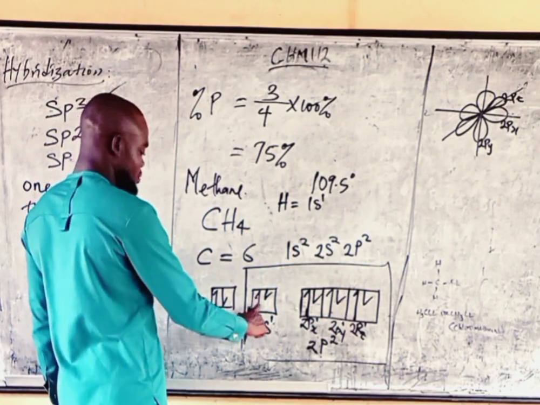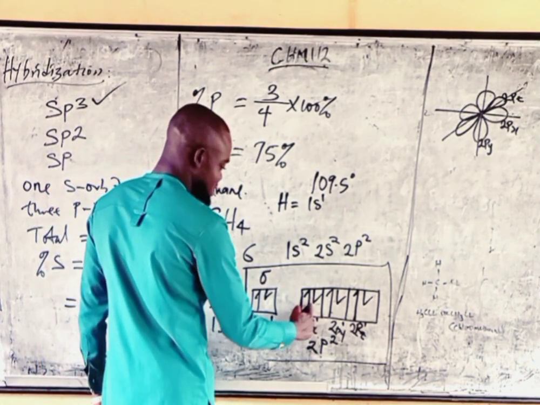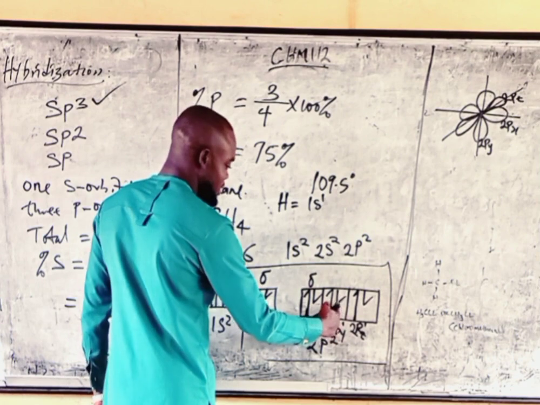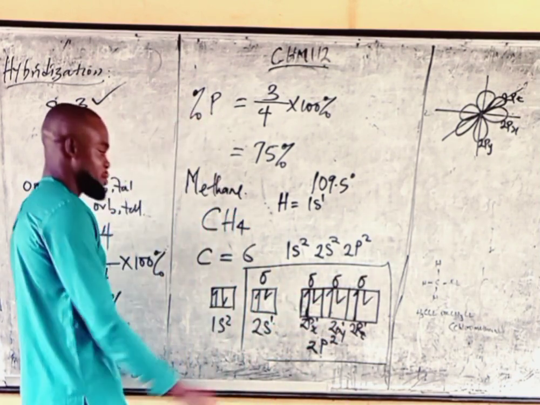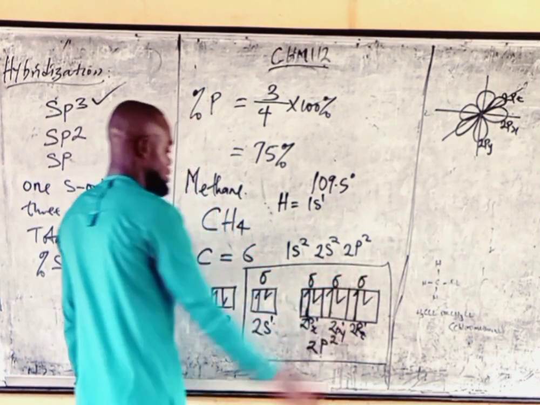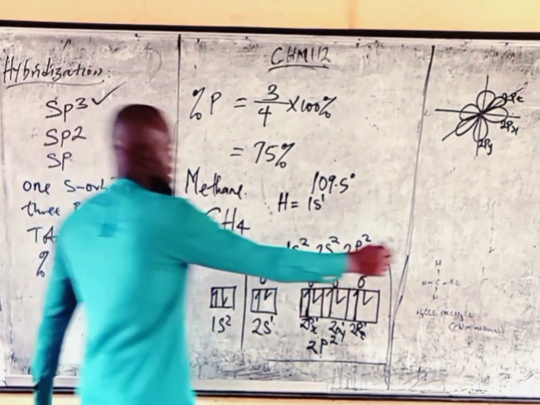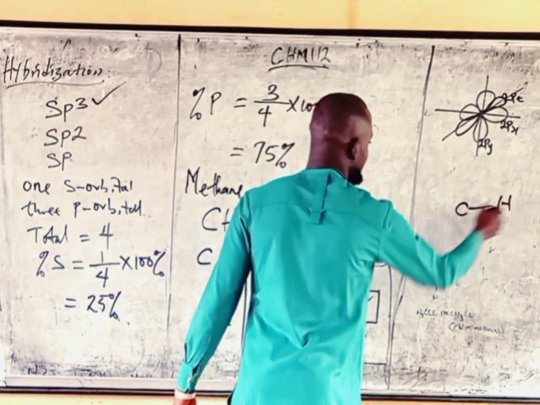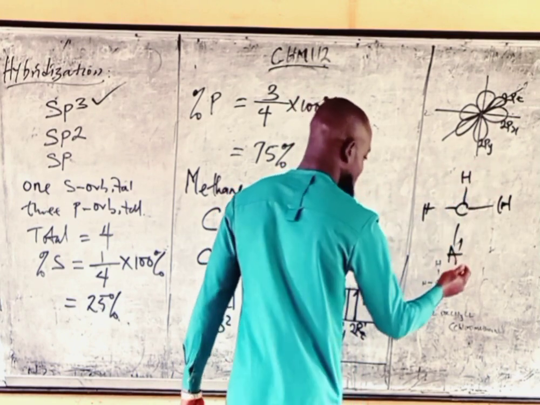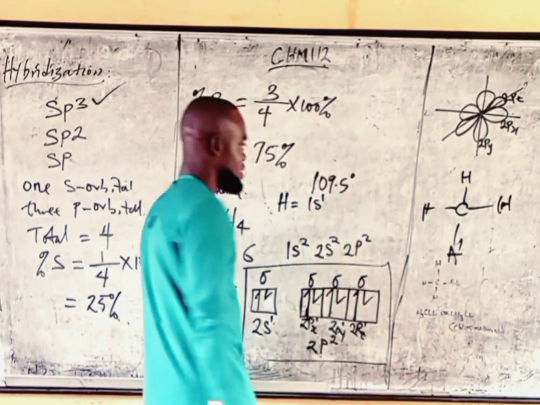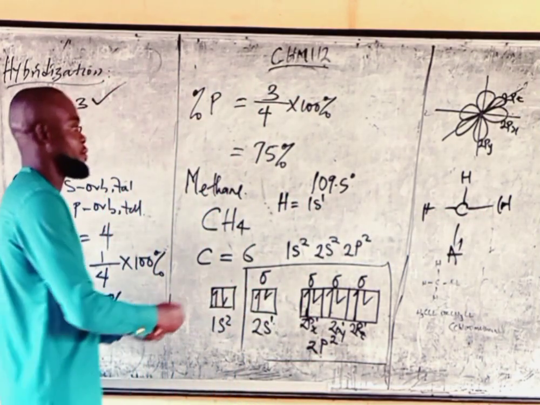So s and s will give us a sigma bond. Then s and p also give us a sigma bond. S and p will give us a sigma bond. So how many are we going to have? We are going to have 4 sigma bonds in this compound, CH4. Let's actually check. We are having C, H, H, H, and H. So how many sigma bonds do we have there? We are having 1, 2, 3, 4. So we are having 4 sigma bonds.